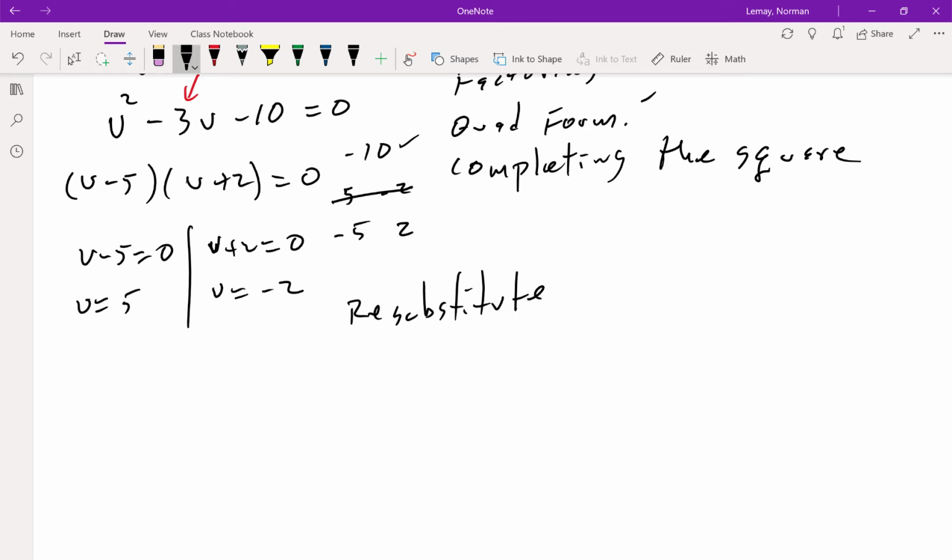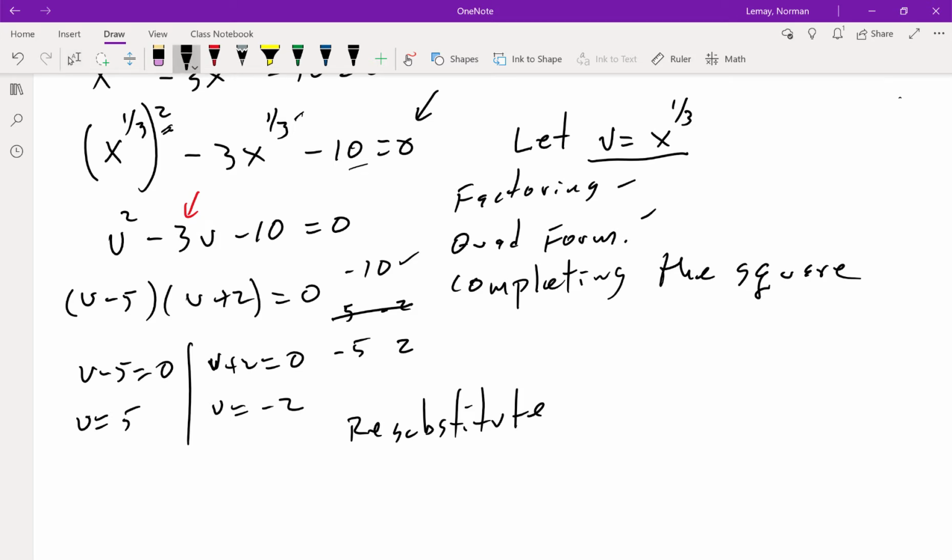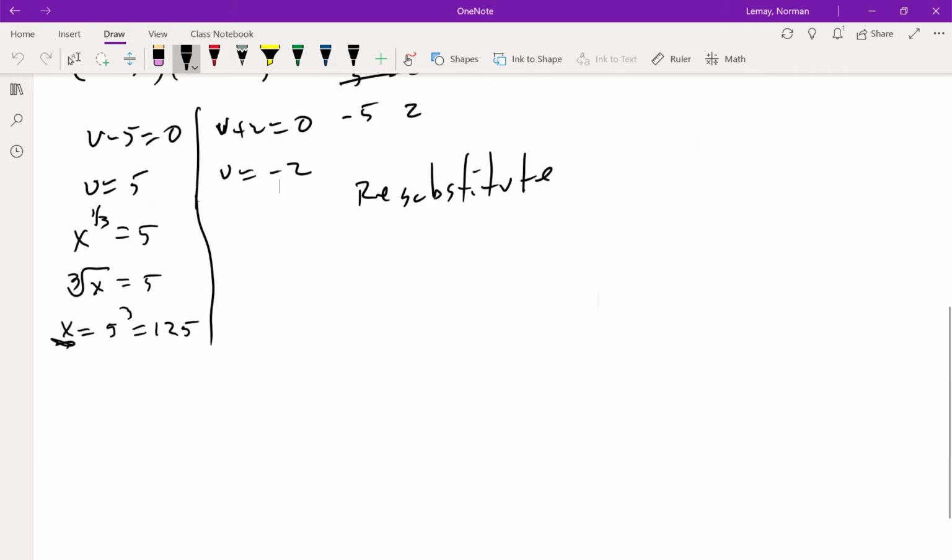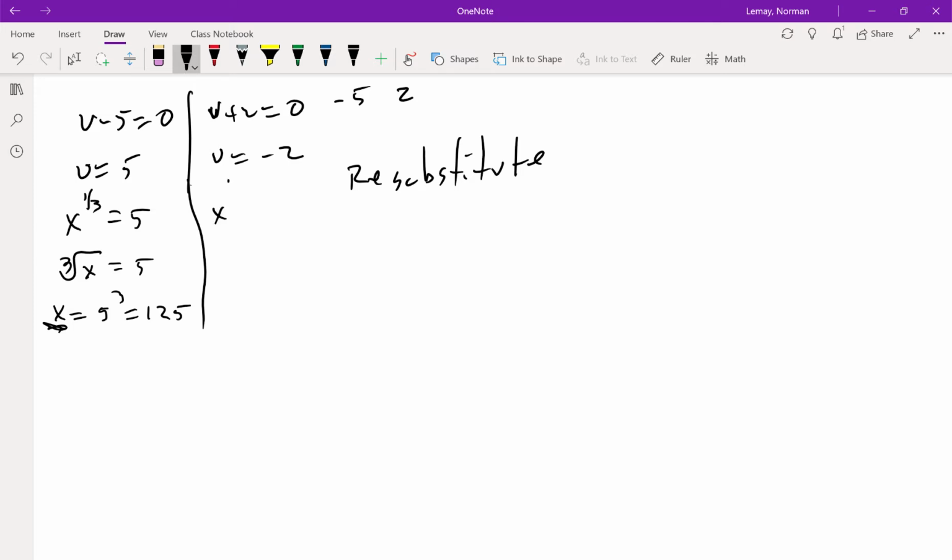All right. So note that we said u was equal to x to the 1/3. So let's just note that this is x to the 1/3 equals 5. So this means that the cubed root of x equals 5, which means that x equals 5 cubed, which is 125. So now we have gone back to resubstitute to find our solution in the original variable x. So again, over here on this side, we get x to the 1/3 equals negative 2. So this is the cubed root of x equals negative 2. So cubing both sides, I get x equals negative 2 cubed, which equals negative 8.